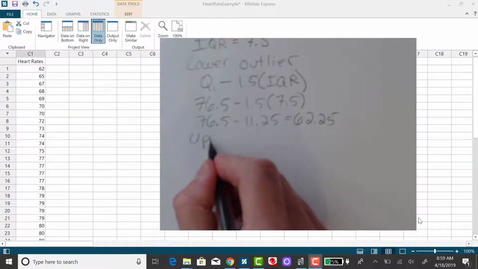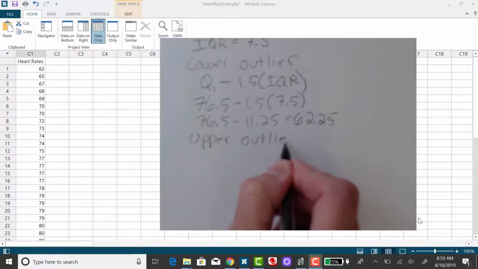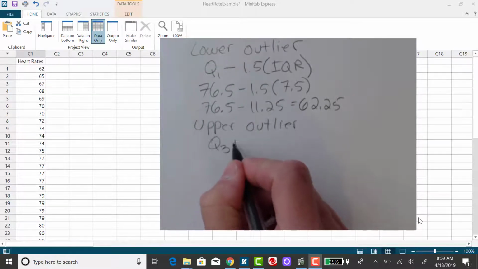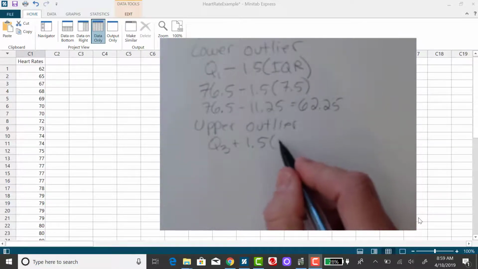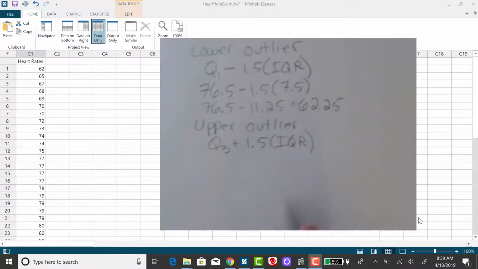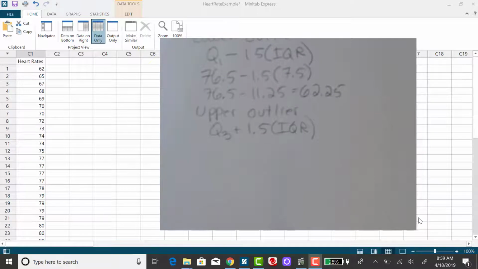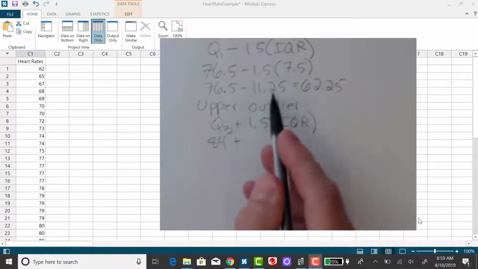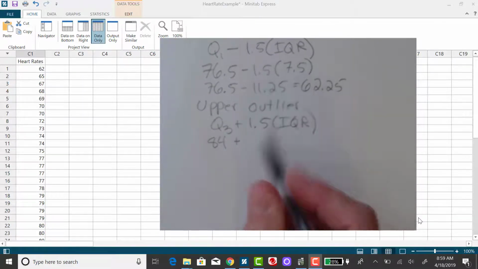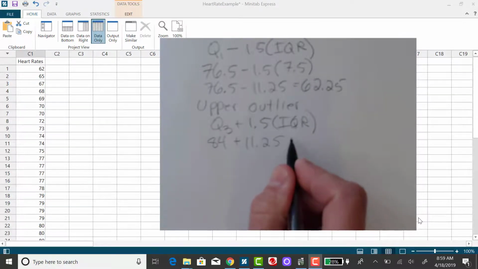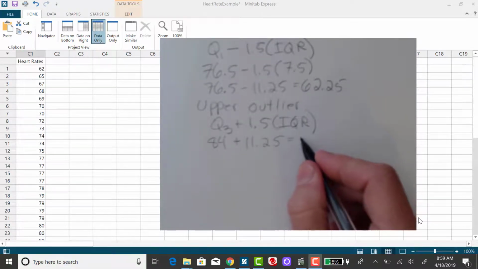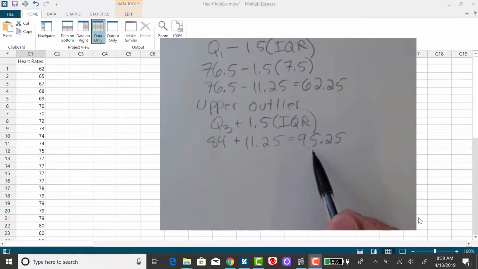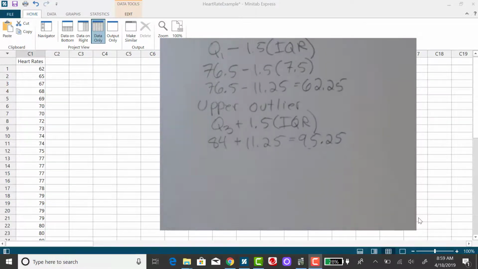To identify any upper outliers, I'm going to take the third quartile, Q3, and add 1.5 times that interquartile range. So the third quartile for this data set was 84, and I'm going to add 11.25 because that's 1.5 times 7.5. Okay, so doing that, I will get 95.25. So any data point that is above 95.25 would be considered an outlier.